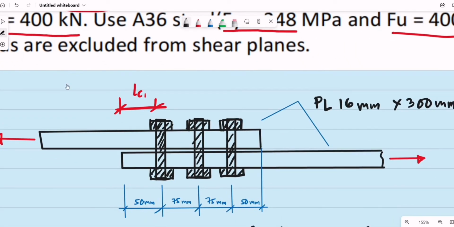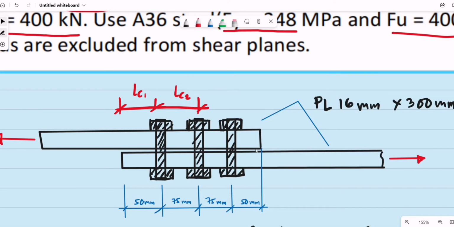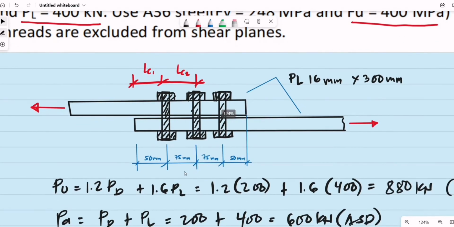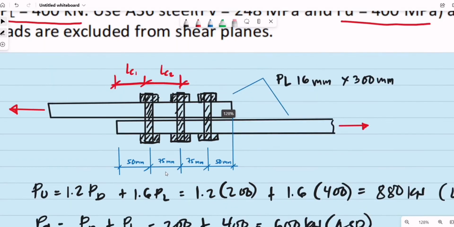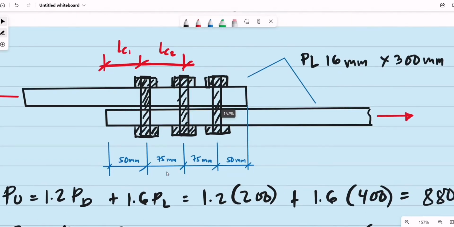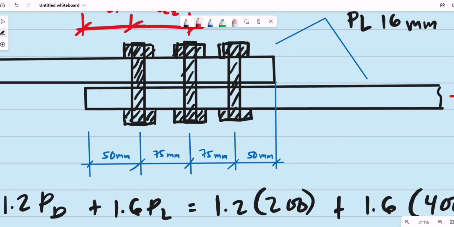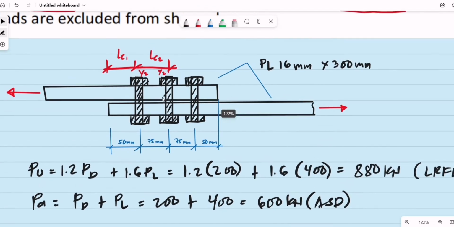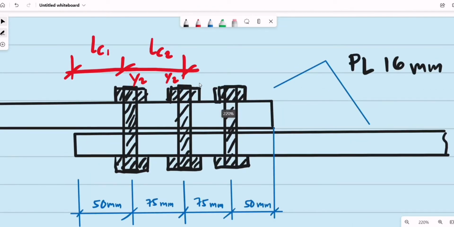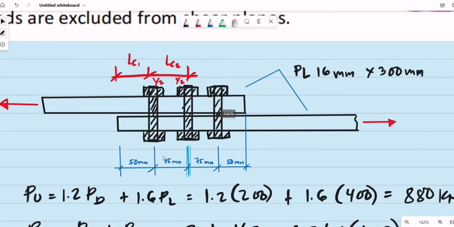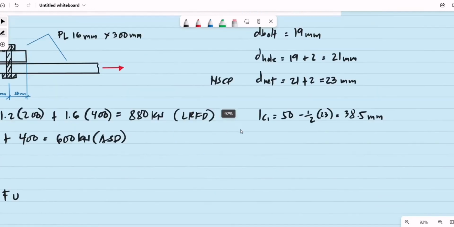So the other bearing length is the center to center distance of the bolts. Let's say this is our L sub C number 2. So the center to center distance is equal to 75 millimeters. Then we need to subtract 1/2 of the diameter of the hole on this side, then another 1/2. Basically, that is 75 millimeters minus 1 net diameter of the hole.